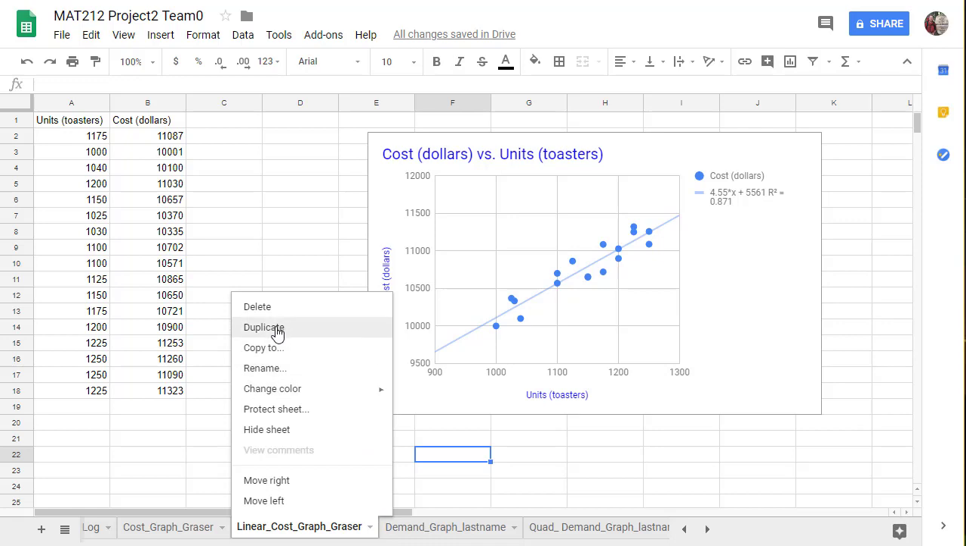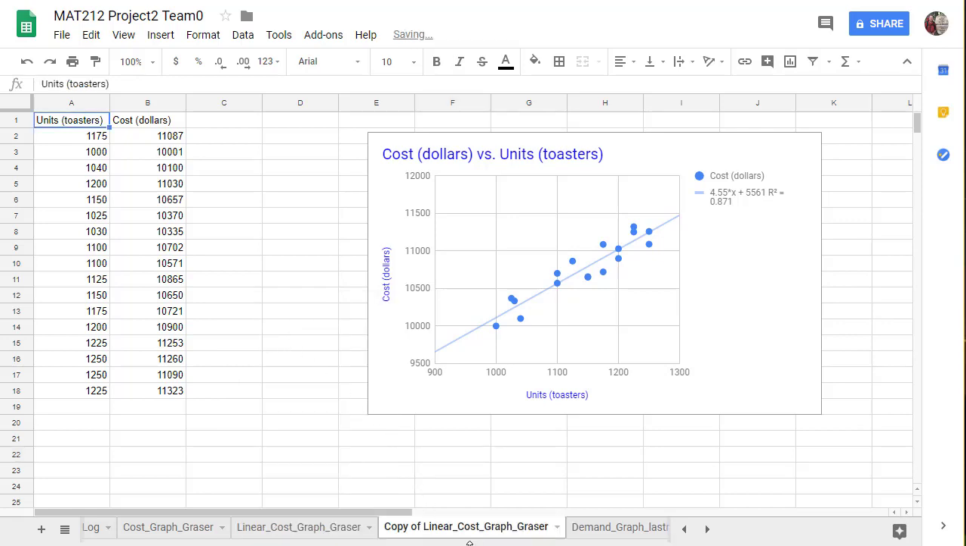So the first thing I'm going to do is make a duplicate, and I'm going to give it a new name. I'm going to take out the copy of part, and call this the linear cost graph and then put error. Because basically what I'm trying to do is figure out how much I'm missing each one of those points when I draw that line in there.